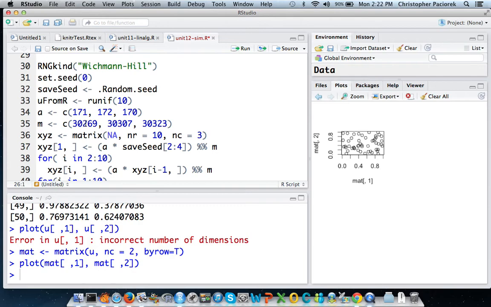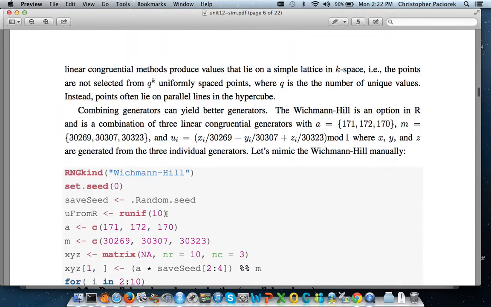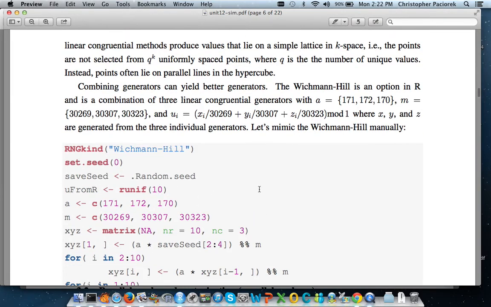And maybe I'll go back to the notes. So the definition of it is that X is generated with one pair of A and M, Y with the second pair of A and M, and Z with the next one. So we take X divided by its M, Y divided by its M, Z divided by its M, add them together, divide by 1, and get the remainder.